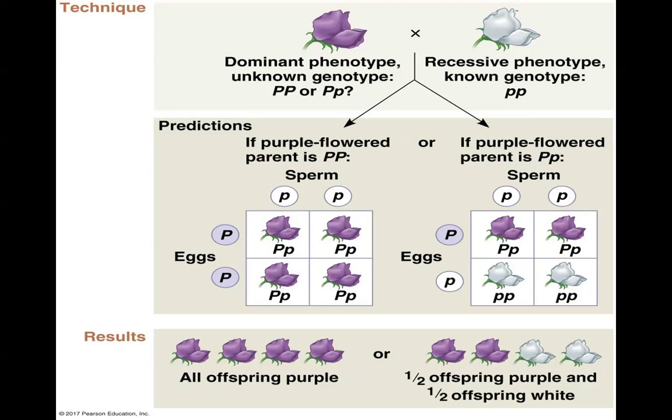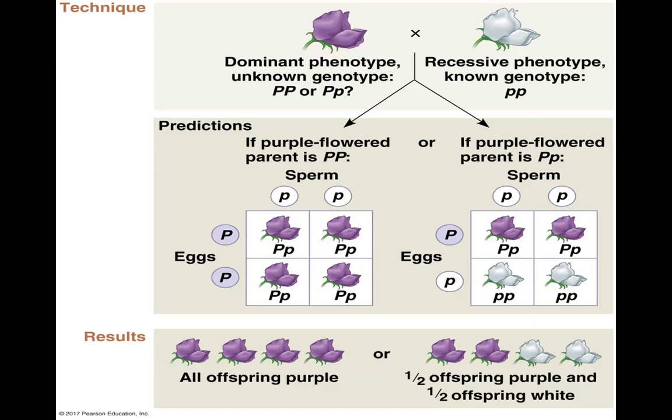As a result, when you undergo fertilization and you carry out your Punnett square, you would see that all of the individuals are considered to be heterozygous, big P, little p, and all of them would exhibit that dominant phenotype, so all of the offspring would be purple.